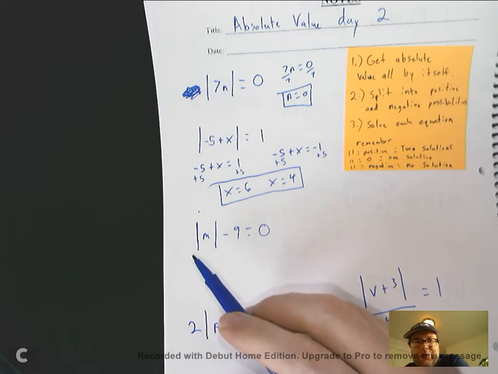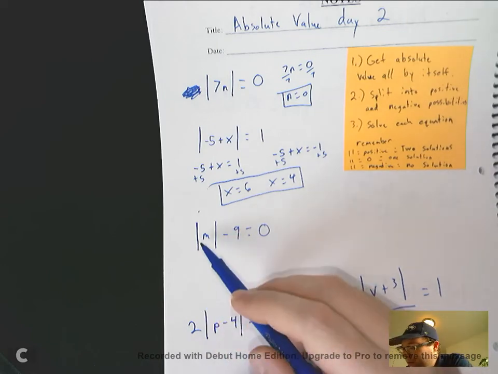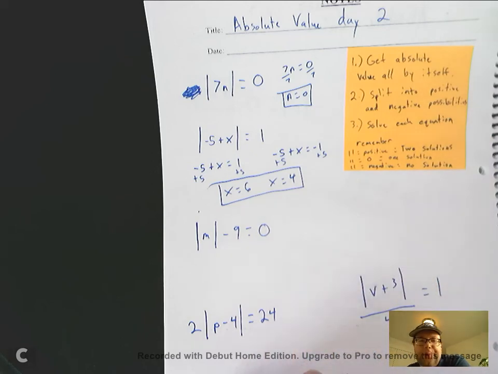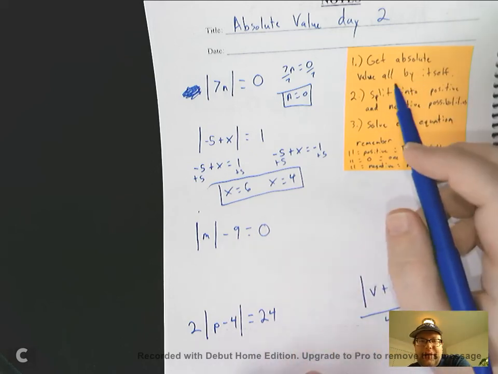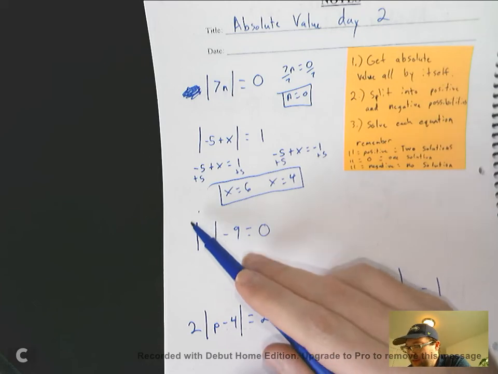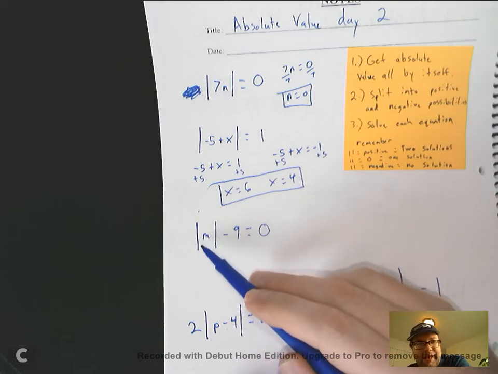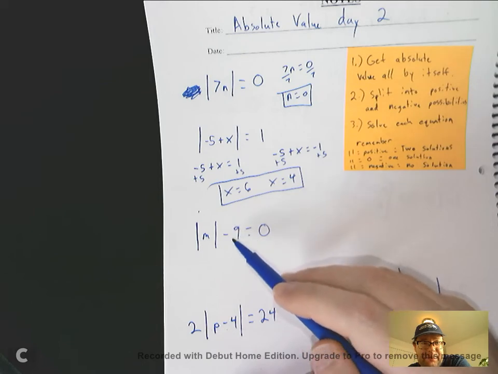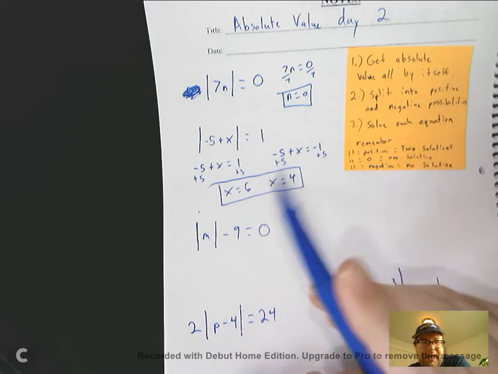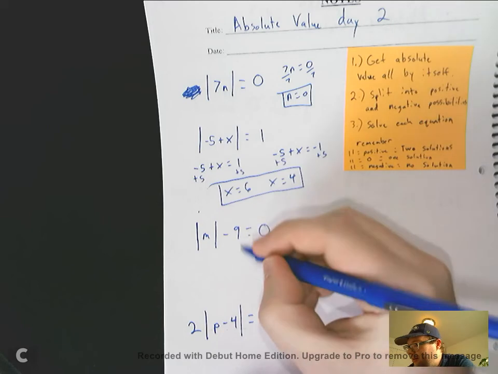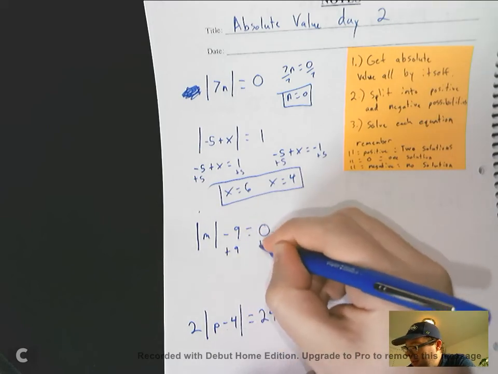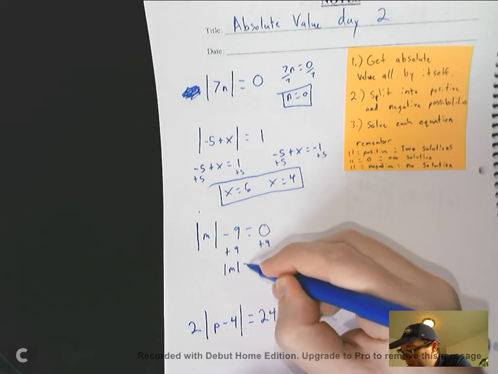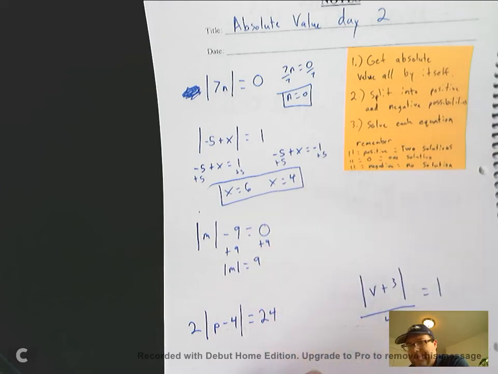All right, let's look at the next one. So this one, I have the absolute value of m minus 9 equals 0. First things first, I need to get the absolute value all by itself. So here's the absolute value. It only has the m inside of it. This negative 9 is not inside the absolute value, right? So before I can split, I have to move this 9 to the other side. So add the 9 to each side, gives me the absolute value of m is equal to 9.